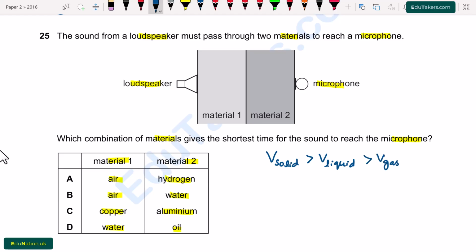When the speed of sound in the solid is larger, it means that it takes a short time to reach the microphone. Now we have to select the material. From here, copper and aluminium are the materials for which the sound reaches the microphone in the shortest time. So option C is correct from here.